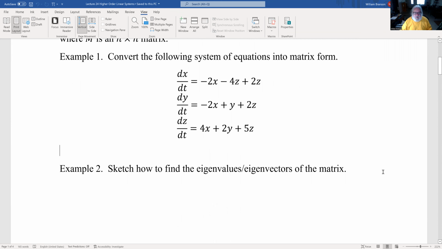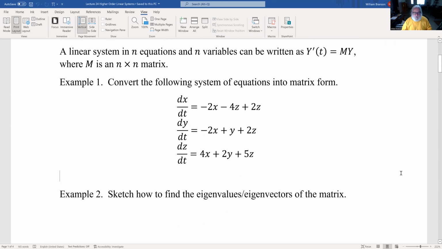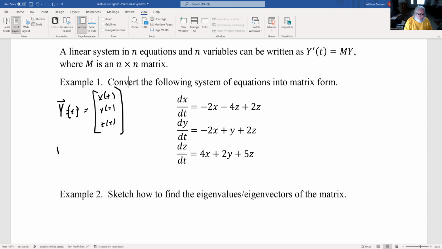So here's a system of equations. Can we turn this into a matrix form? Sure, we'll set capital Y of t as a vector, consists of the three components x of t, y of t, z of t, and then y prime of t is dx dt, right? It's the velocity components in three dimensions.